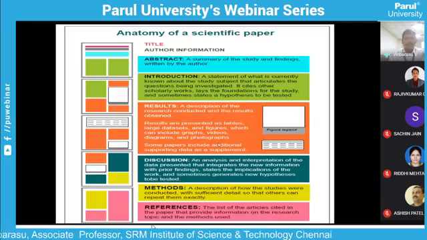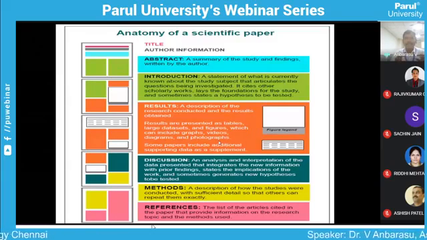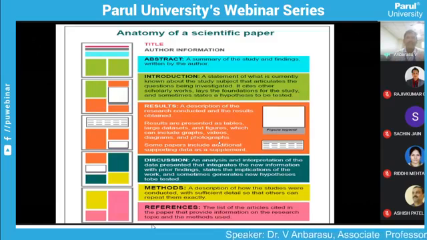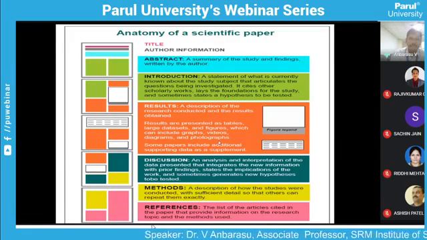This is the anatomy of the scientific paper, and I just tell you. So you just keep in mind: the title, abstract, introduction, importantly the results, discussion, the methods and references. All these are the contents that should be there in any research paper, scientific paper.